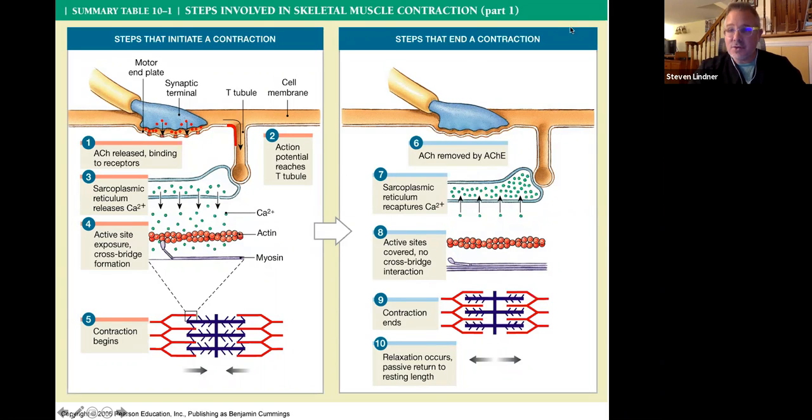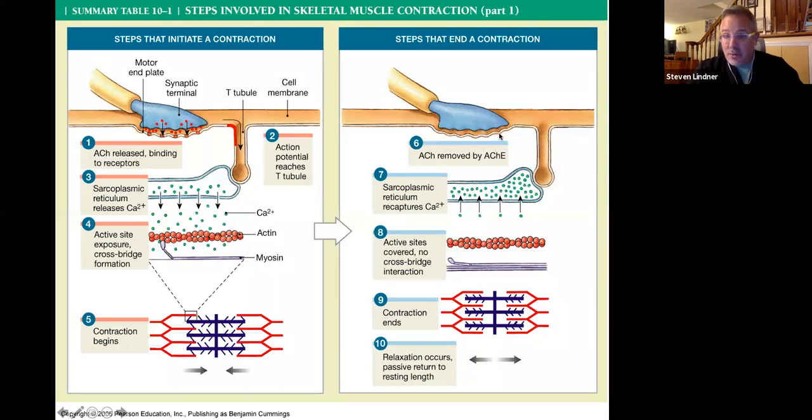Well, how do we end the contraction? If acetylcholine was the thing that initiated this whole sequence of events, we have to remove acetylcholine. And it does so by degrading it. There's an enzyme called acetylcholinesterase. Anything that ends in -ase is an enzyme. So we have acetylcholinesterase that is going to break down the acetylcholine.